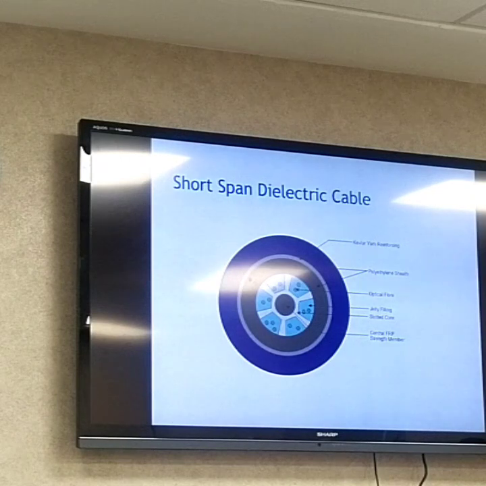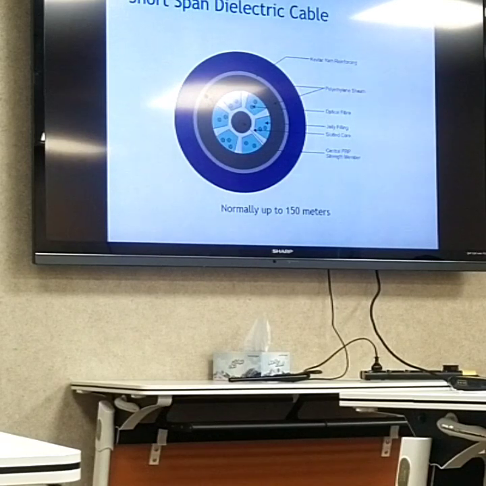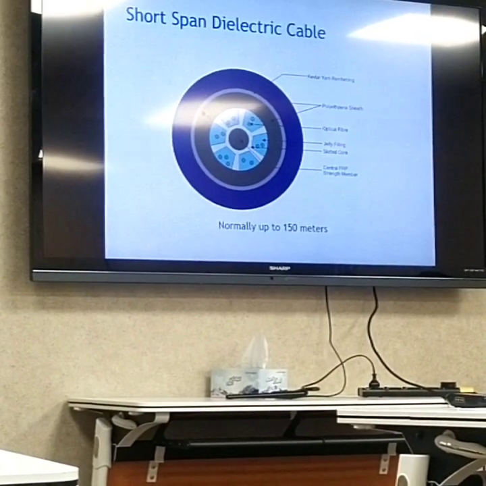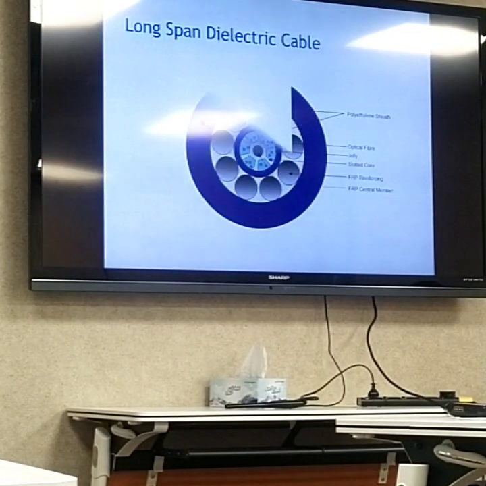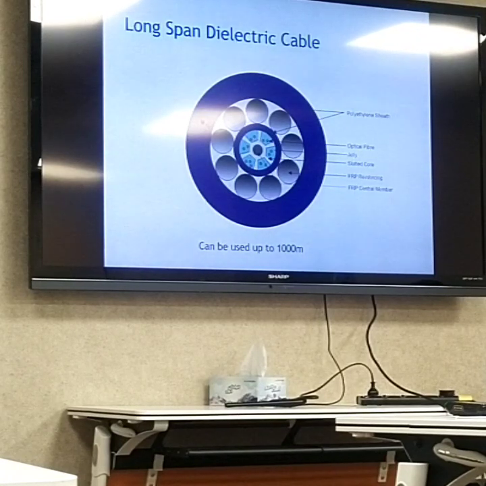For short span, dielectric cable, we can use the slotted cables. Even though it's not commonly used, in some countries and some applications they recommend the slotted cable for short span, normally within 150 meters, very short span. But for long span, up to 1,000 meters, it can also be used, but with additional protection layers.